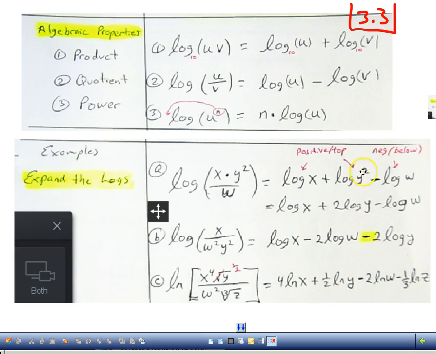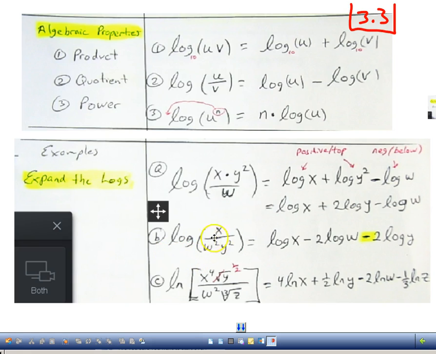The answer is yes. The middle term is y squared, and according to the power rule I can bring the exponent down. So, final answer, bring the 2 over, and we get these three simple logs. Alright, let's go on to the next example.